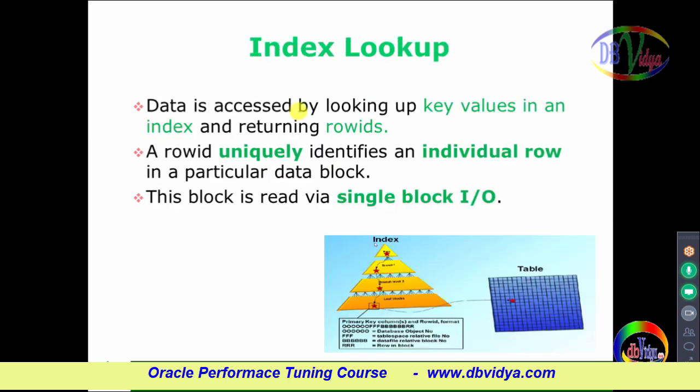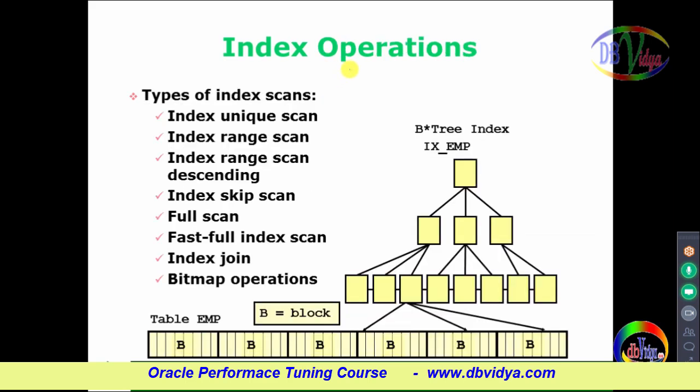Okay. Index lookup, you already know. First it checks the index value in the index tree. The index tree leaf block will contain the value and the row ID. Once it gets the row ID, it will go to the table and retrieve the row. That is index lookup. There are so many flavors of indexes: index unique scan, index range scan. Whenever you run explain plan, you will be seeing all these terms. Index skip scan, full scan, fast full scan, like that. Let us see each one.